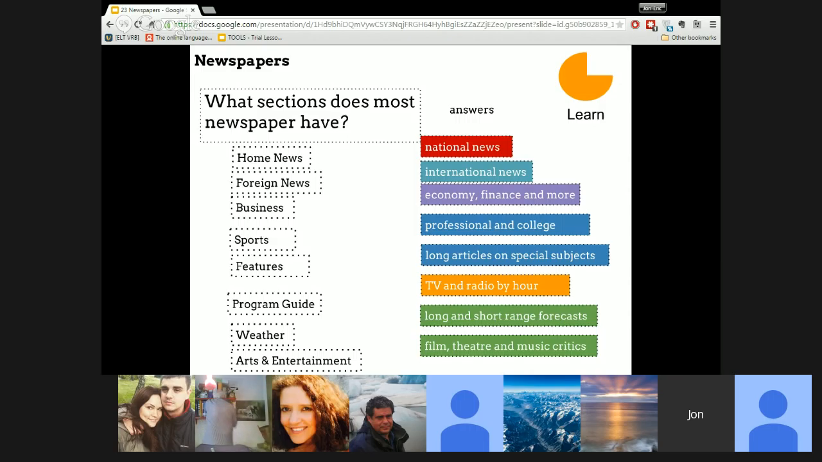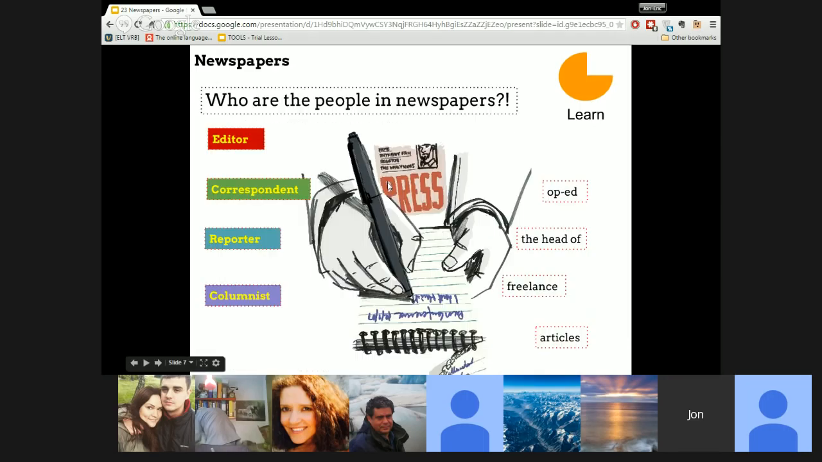Forecasts, the weather section. Critics, like film critics and music critics. Arts and entertainment, or culture. It can be called either. Sometimes they call it arts and entertainment, sometimes they call it the culture section. Okay, so far so good.